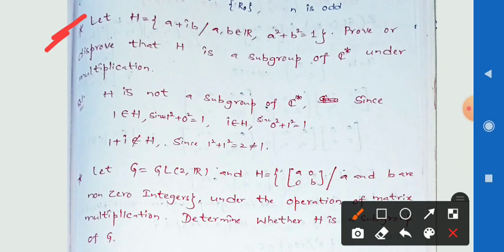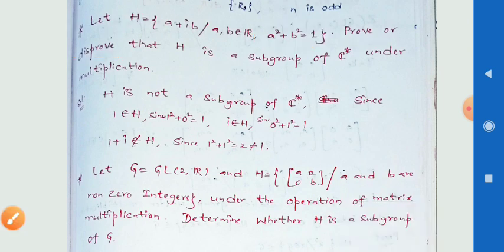Here the set H is given, the condition must be a plus ib such that a comma b belongs to R. The condition must be a square plus b square is equal to 1. The condition must be satisfied. Here we have to prove or disprove whether this H is a subgroup or not a subgroup. If this condition is satisfied, then H is a subgroup. If this condition is not satisfied, then H is not a subgroup.